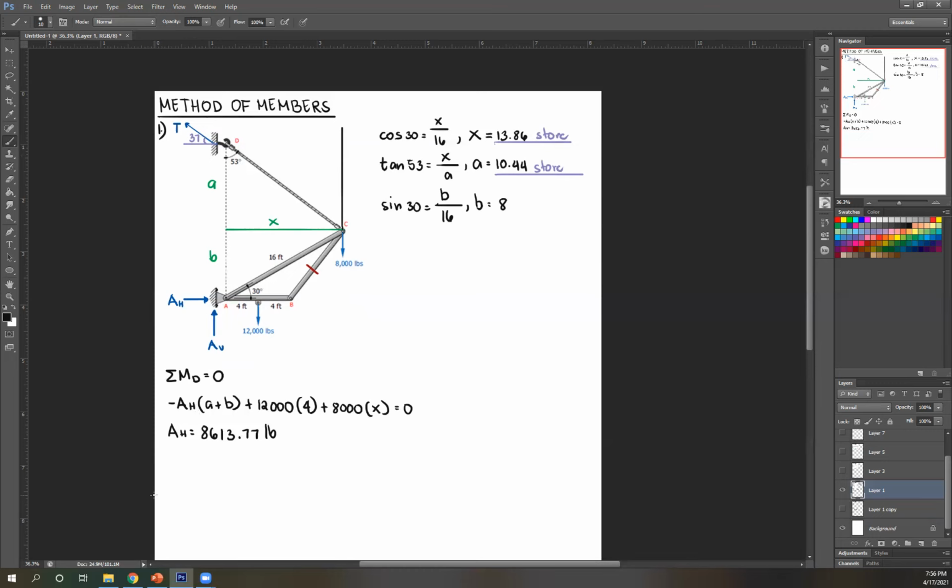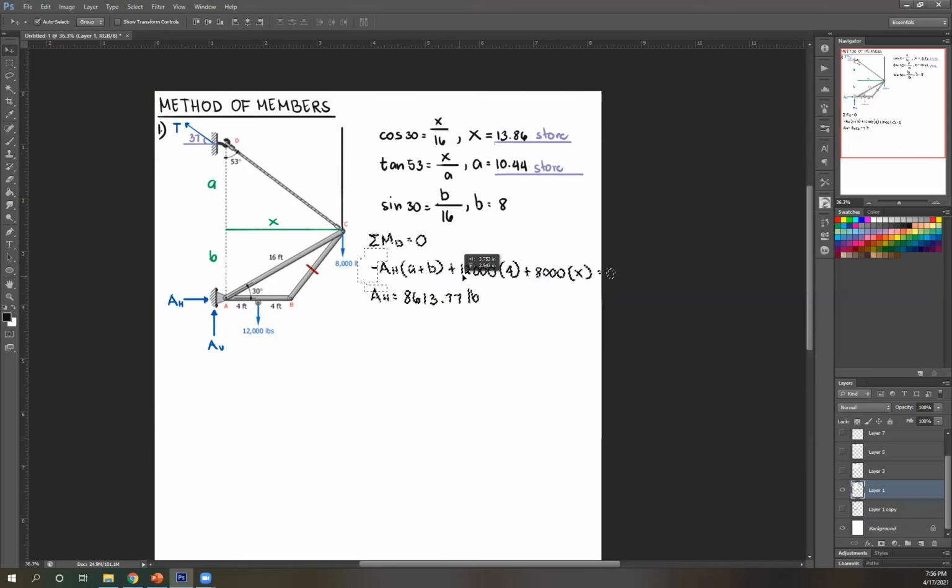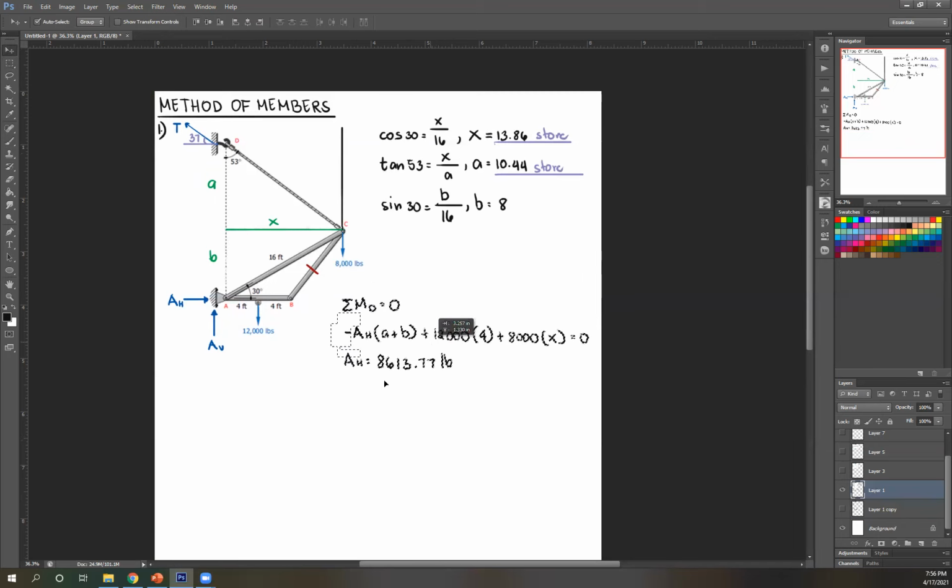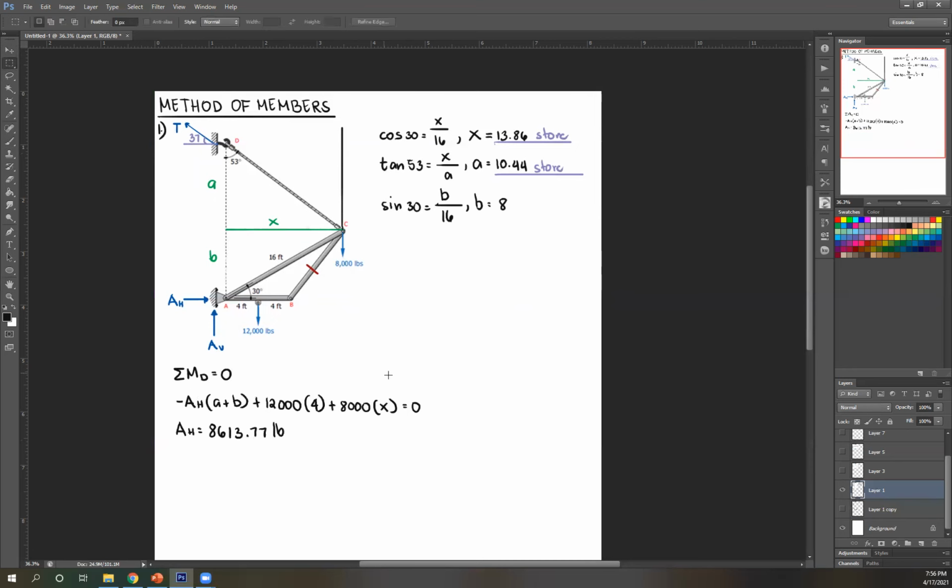Right? So let's do summation of forces horizontal first because I already know the horizontal reaction at A. Summation of forces horizontal equals 0. Or I can move this here actually. So summation of forces horizontal equals 0.